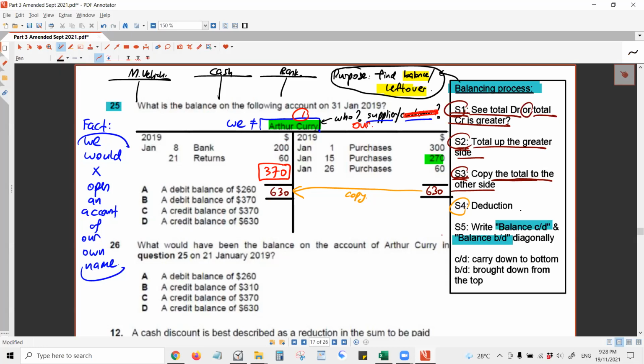Then you have to write these two terms, balance CD and balance BD. CD stands for carry down, BD stands for brought down from top. So you write balance CD first. You can write this short form, CD is an allowed short form. Then diagonally, balance BD, 370, write down the same figure.